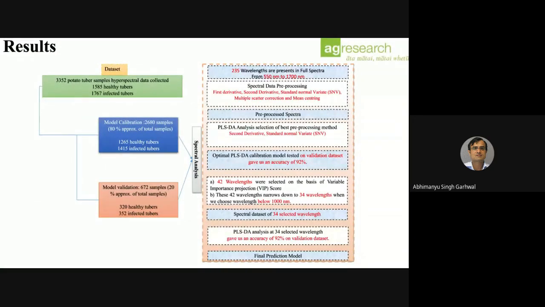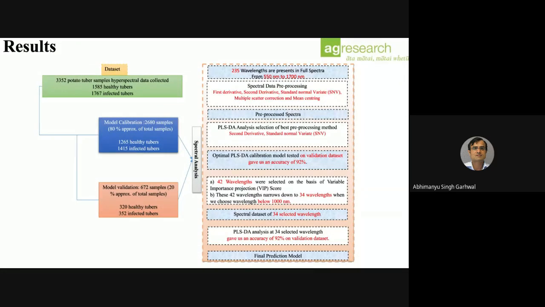And after that, we tried to identify optimal wavelengths. Initially we selected 235 important wavelengths, and from those we wanted to identify which wavelengths are relevant for zebra chip disease detection. We found 42 wavelengths are important for zebra chip disease detection. The spectral range that we use is from 550 nanometers to 1700 nanometers.